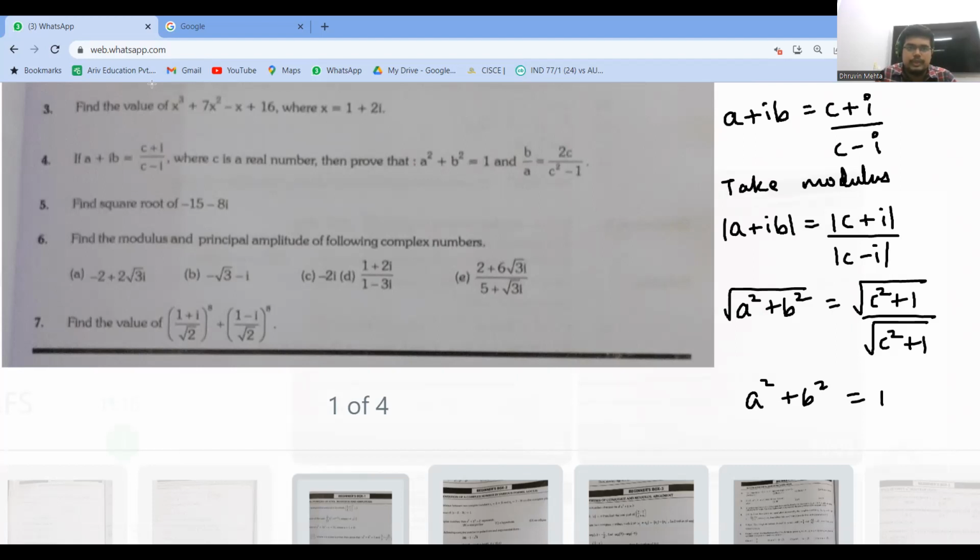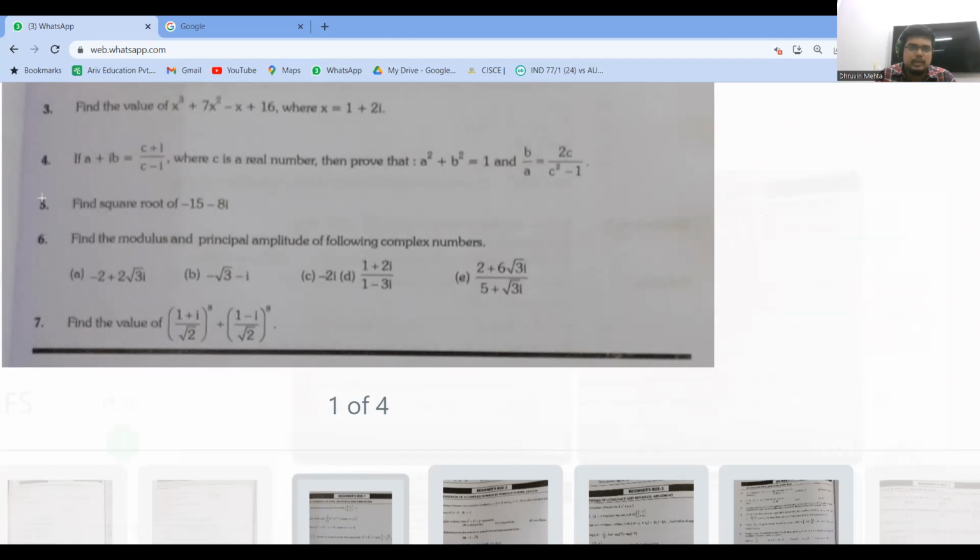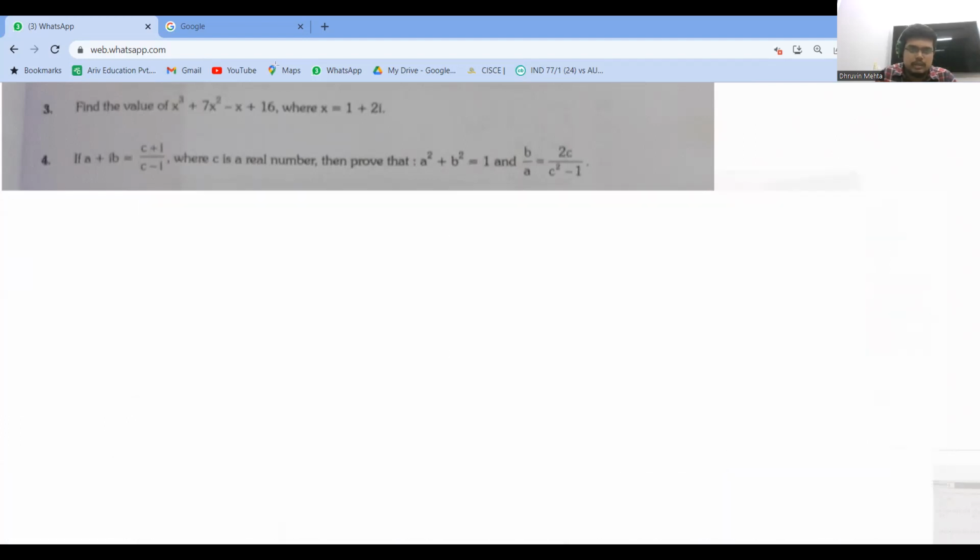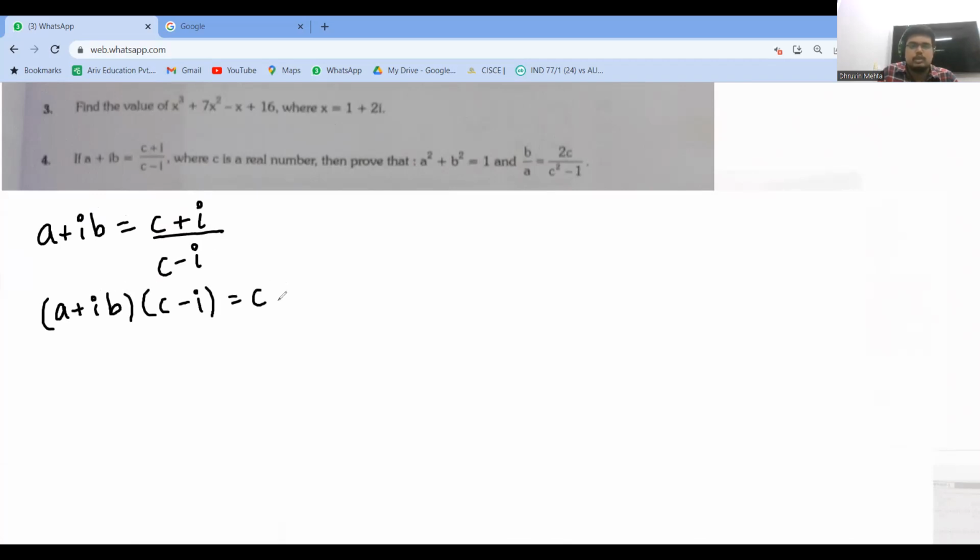So for the second part, you have to multiply these complex numbers. What I mean is, we have a plus ib is equal to c plus I upon c minus I. So Arush will have to cross multiply this, a plus ib into c minus I. Shall I expand the brackets on the left and tell me what are you getting?